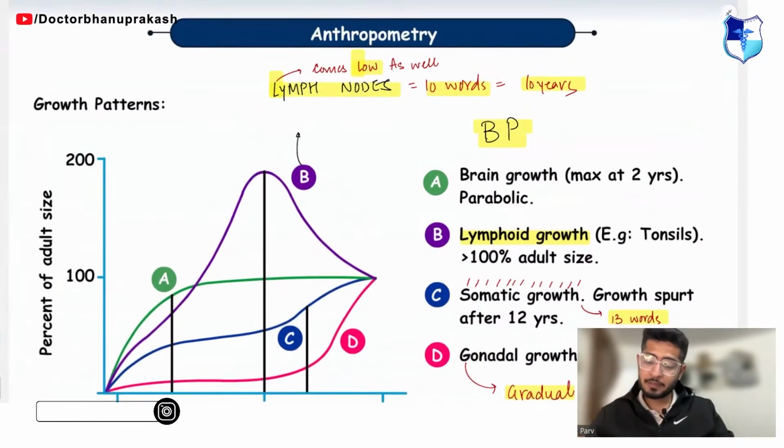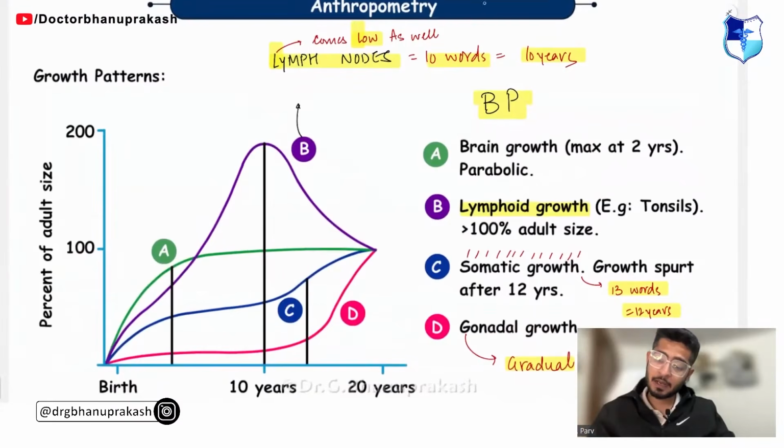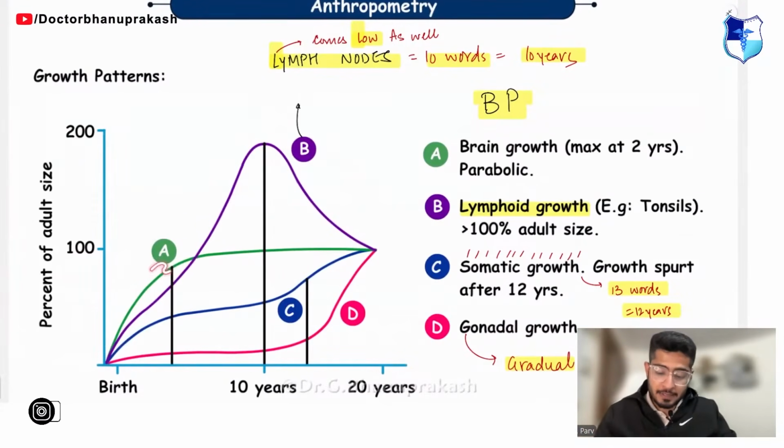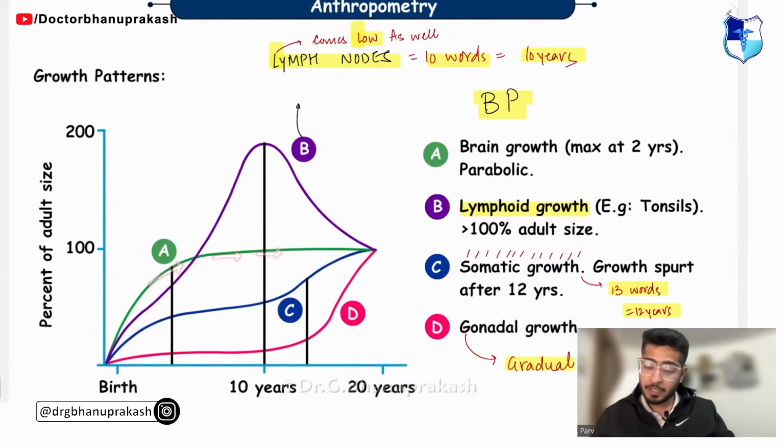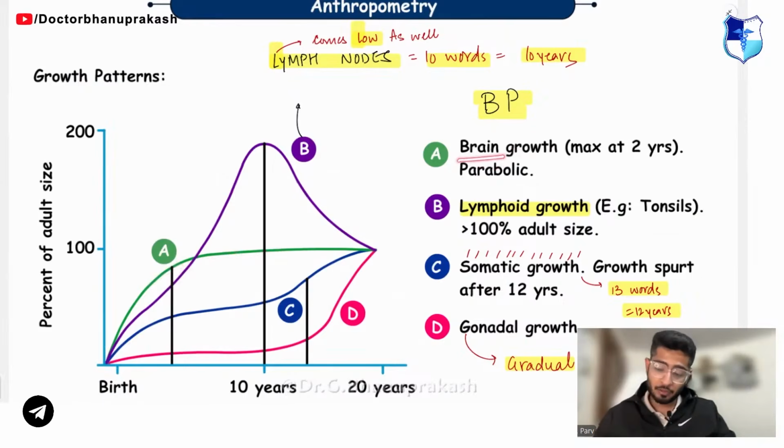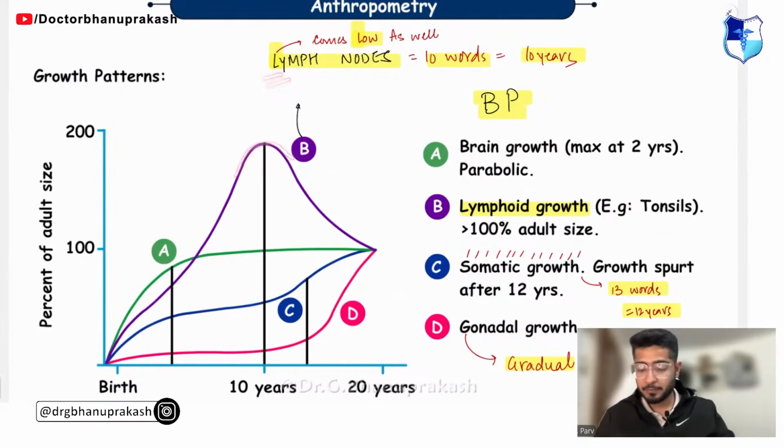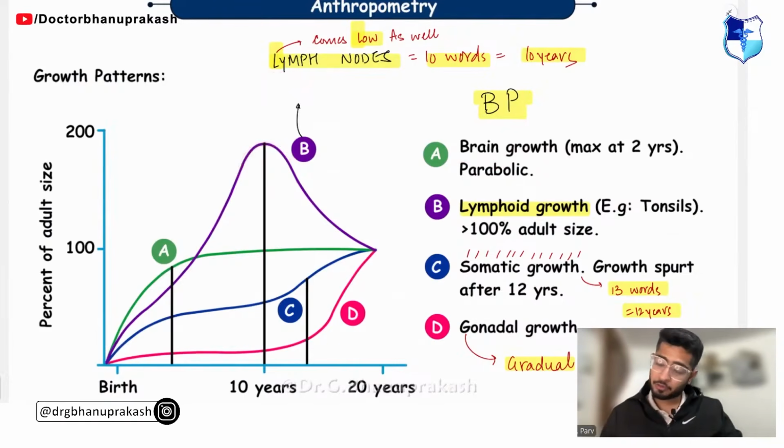Before anything, let's understand about this graph. They can ask you to label A, B, C, D as well. So understand what is A. A is this green one. A is the brain growth. Then what is B? B is actually lymph growth. Then you have got C as the somatic growth and D as the gonadal growth.